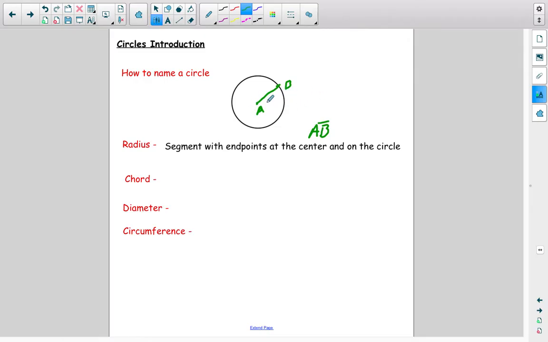You might want to copy that picture down. Or I can draw another one. How about this segment right here? We call it AC. Segment AC, that's also a radius. Anything from the center to a point on the circle is a radius. Segments with endpoints at the center and on the circle.